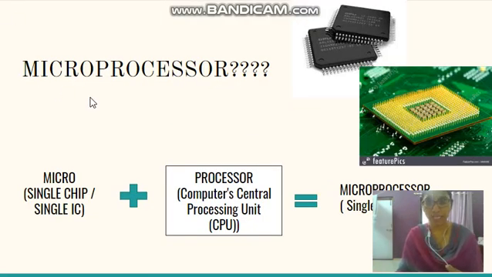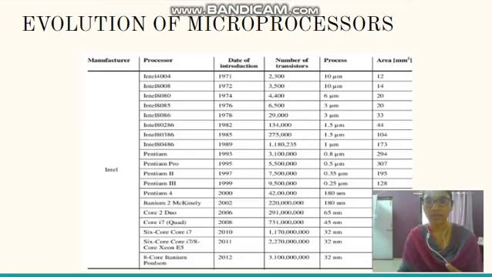Now let us see the meaning of the word microprocessor. The microprocessor can be split into two parts, micro and processor. The basic meaning of the word micro is small, and the processor is something which processes the data according to the instruction and generates the result. So you can consider the processor as a central processing unit. When this central processing unit is built on a single chip or a single IC, you can call it a microprocessor.